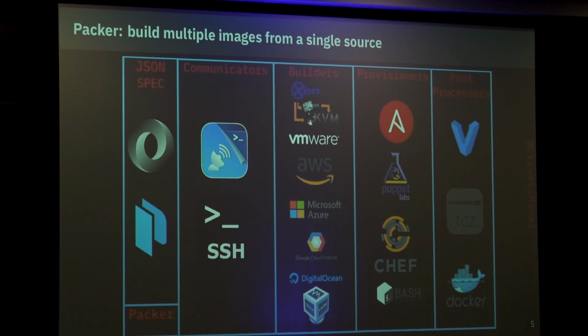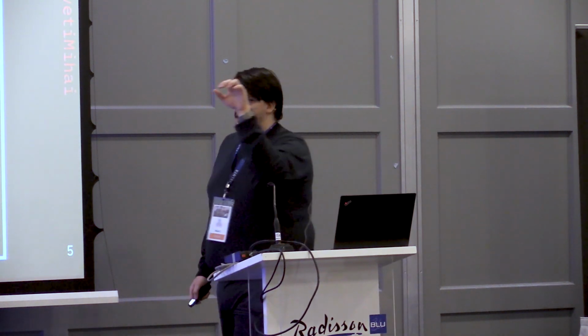So everything can be a builder. I can use KVM. I can use Xen, AWS, Azure, any cloud provider, Docker. I can use VirtualBox, DigitalOcean, IBM Cloud, doesn't matter. I can use it as a builder. And what Packer will do is take my JSON specification where I say, I want to build an image for Red Hat Enterprise Linux, for CentOS, for Ubuntu. I want to build a Docker container. I want to build something. It will go to the builder.